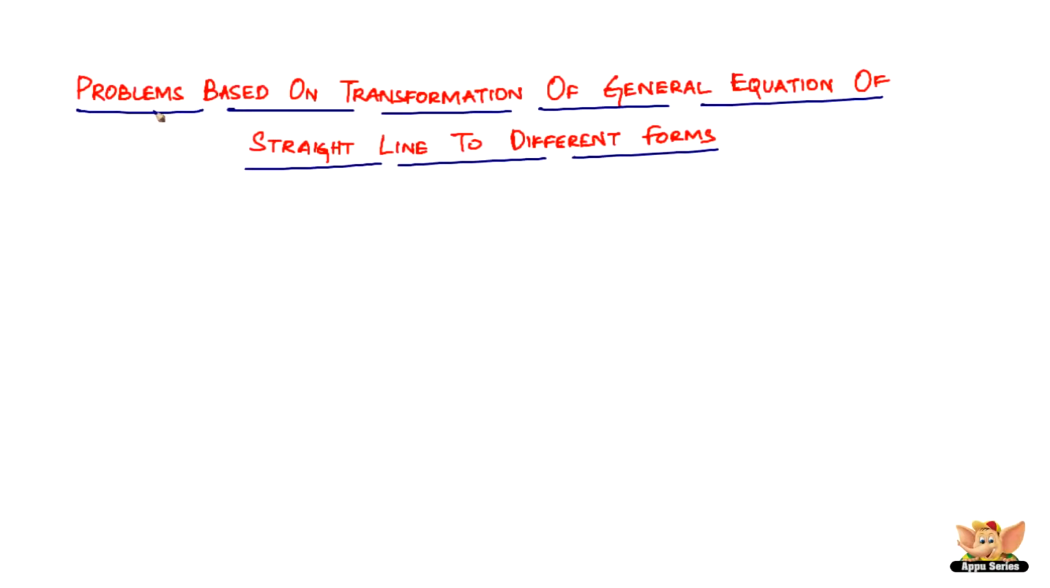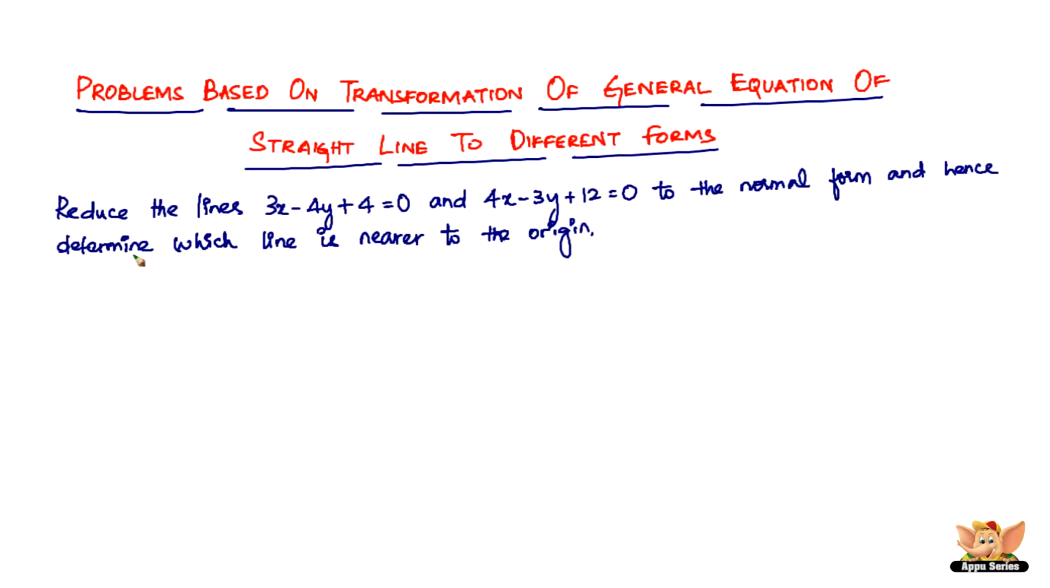In this video, let us continue to solve more problems based on the transformation of general equation of straight line to different forms. Alright, here we've got a question which reads like this. It says, reduce the lines 3x minus 4y plus 4 equal to 0 and 4x minus 3y plus 12 equal to 0 to the normal form, and hence determine which line is nearer to the origin.